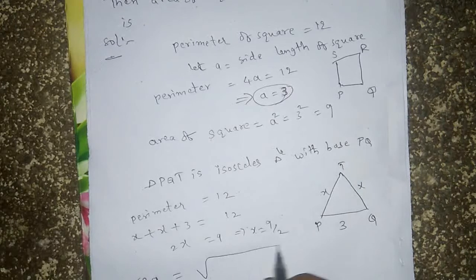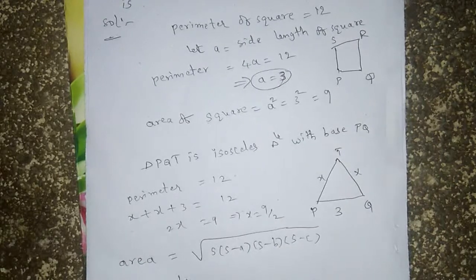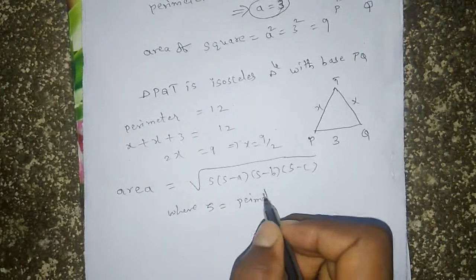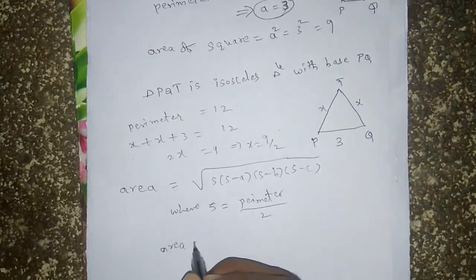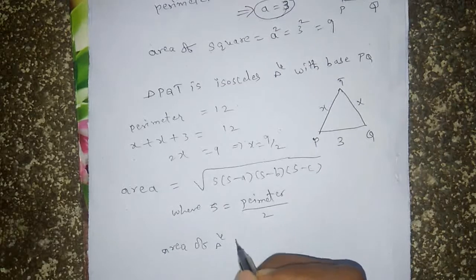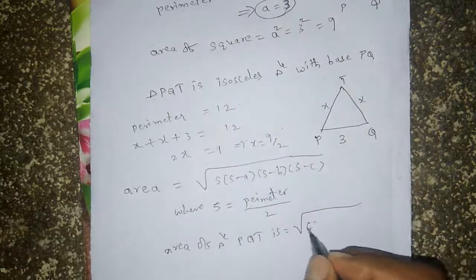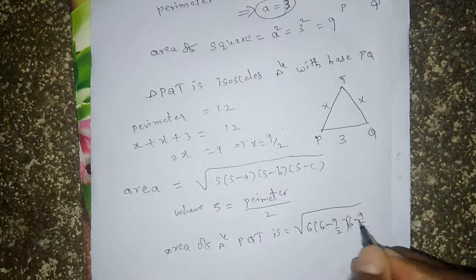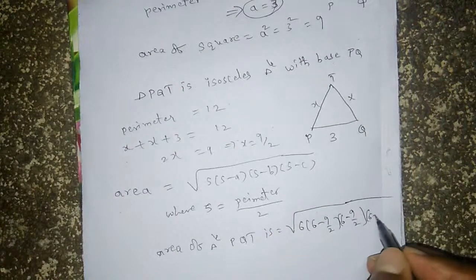The area is given by the formula square root of s into s minus a into s minus b into s minus c, where s is equal to perimeter by 2. This implies the area of triangle PQT is equal to, since the perimeter is 12, s is 6, so 6 into 6 minus 9 by 2, 6 minus 9 by 2. Here a, b, c are the side lengths of the triangle. Next, 6 minus 3.